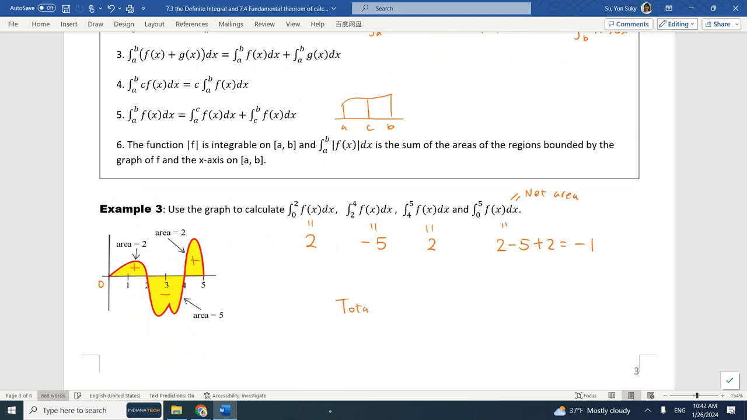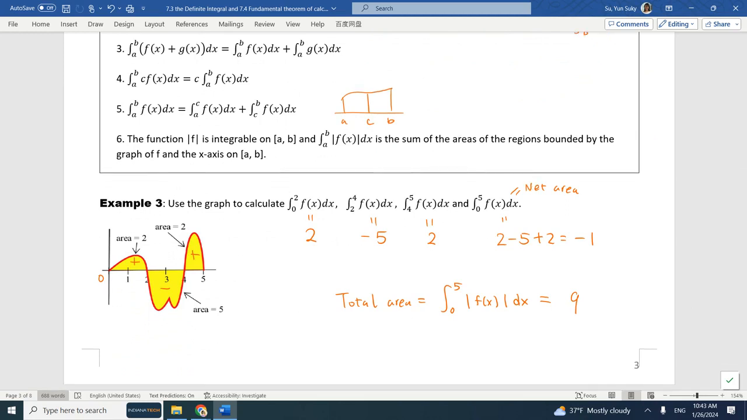If I ask you what is the total area, which is from 0 to 5, the integral of the absolute value of f of x dx, what is that? Mackenzie, what is the total area? If you add them all up, what's the total area? So you don't have negative anymore. All of them you count as positive. Yes, very good, it would be 9. Okay, everybody, so in this example you can distinguish between net area and the total area.